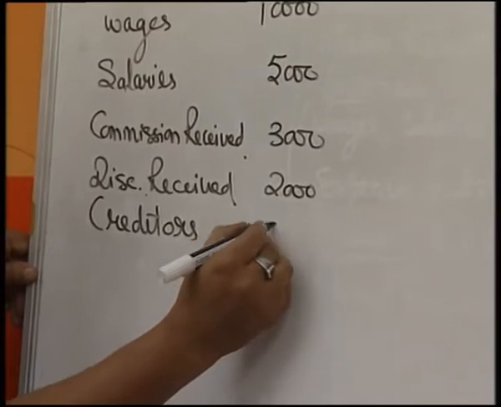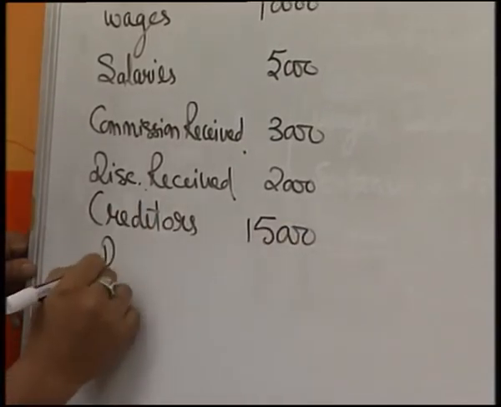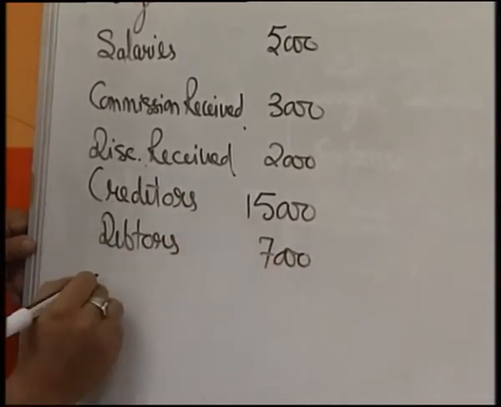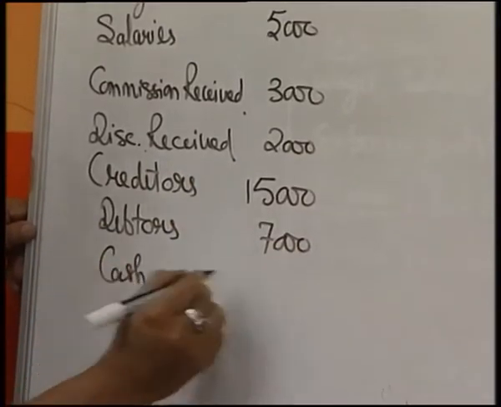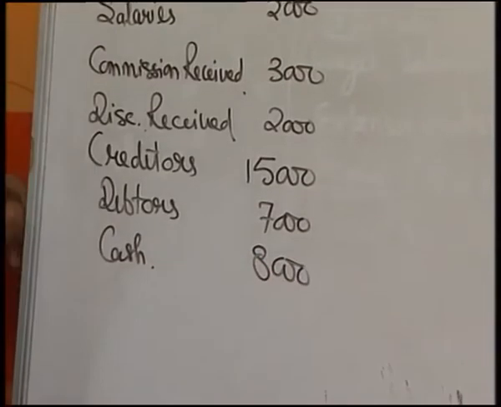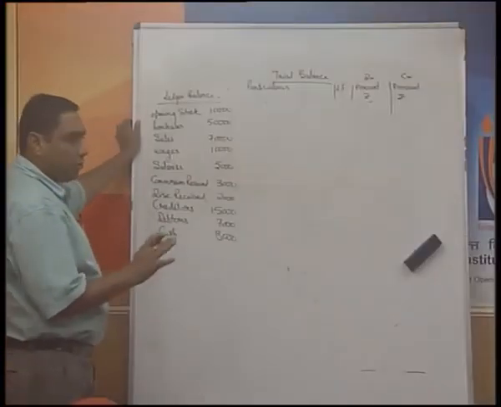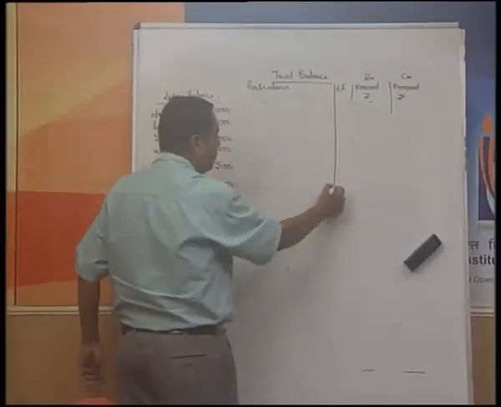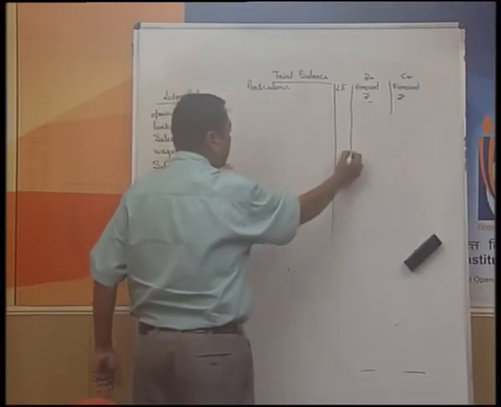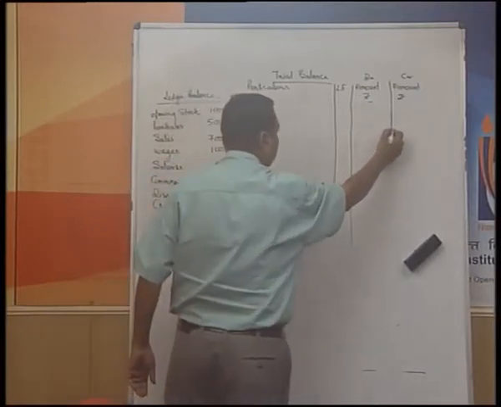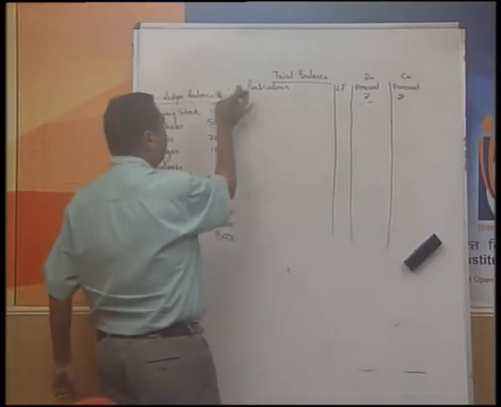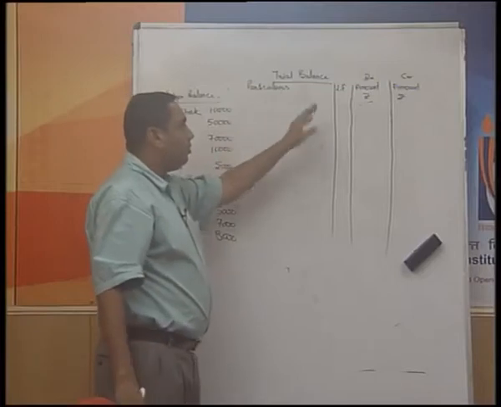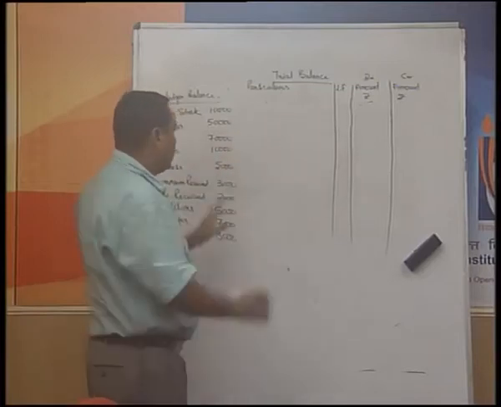creditors for 15,000, debtors 7,000, cash 8,000. Now, these are some of the items which we have taken on an imaginary basis. Taking all the things that has been provided to us in a question, first of all we are going to prepare a format. Format, as I have already told you, will remain the same, that there is going to be one column for a serial number as per your convenience, particulars, ledger folio, amount debit, amount credit.